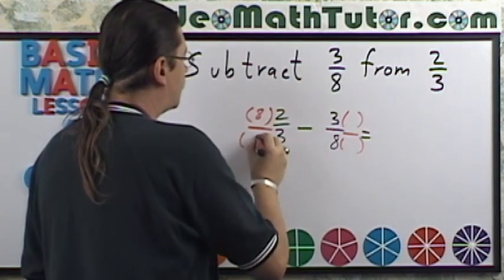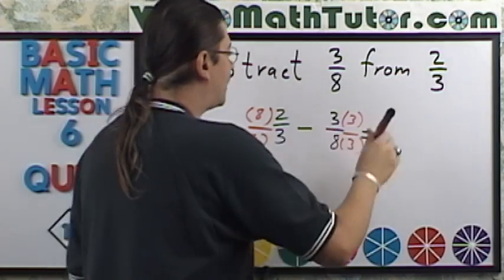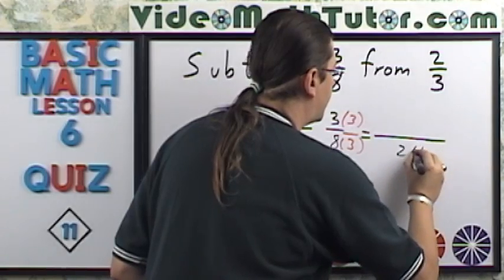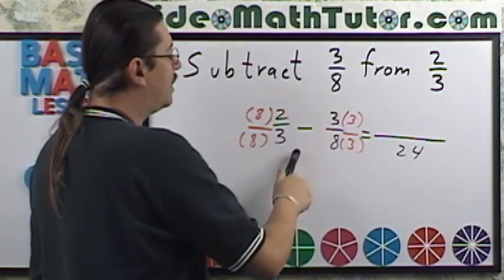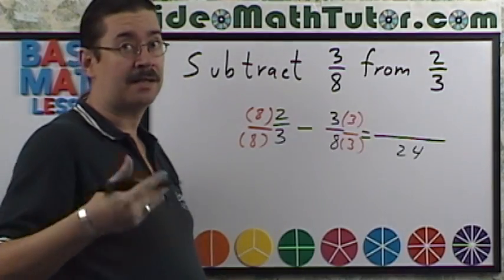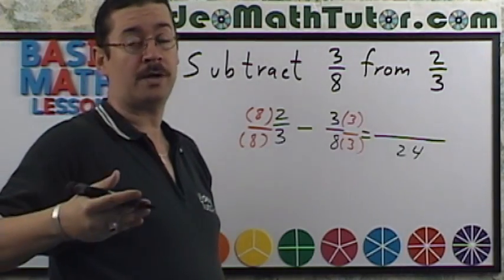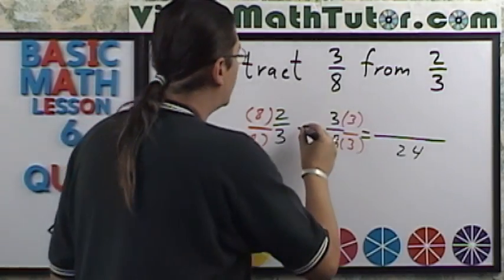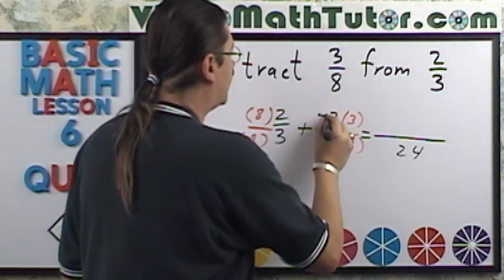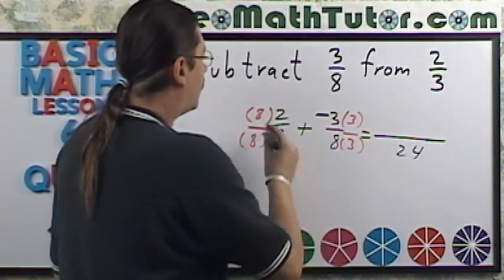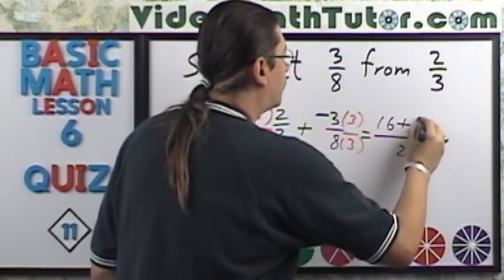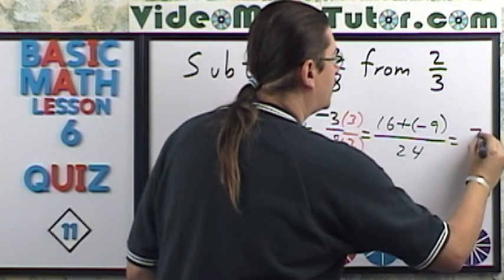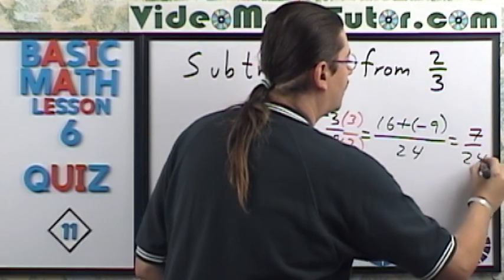So I need to multiply this one by something and this one. Let's put our 8's over here, 3's right there. So let's put 24 on the bottom. And remember, once we've rewritten this, we're going to add the opposite. That's something I want you to start doing because of future math problems in algebra. So I'm going to add the opposites right here. And we're going to get 16 plus, here's a negative 9. And our answer is going to be 7 24ths.